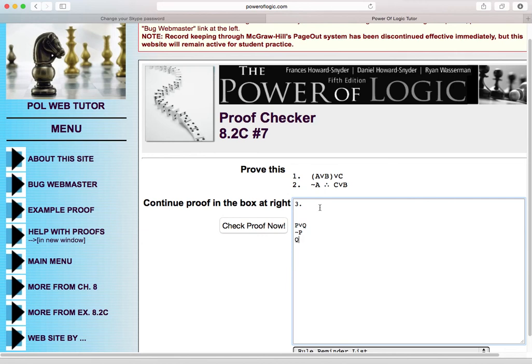So you might already be thinking, well, is that going to get us to the conclusion? Well, that's a good way to be thinking. But right now I'm just talking about what can we do? What's something that works?